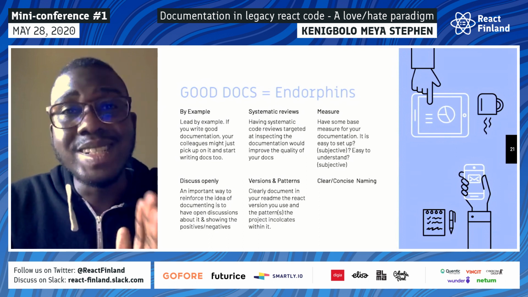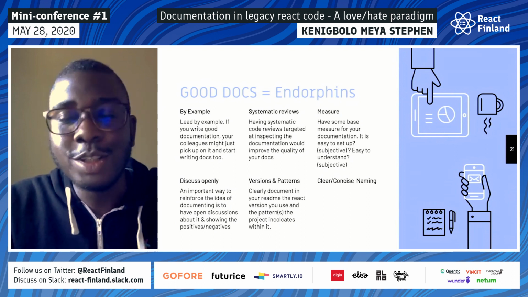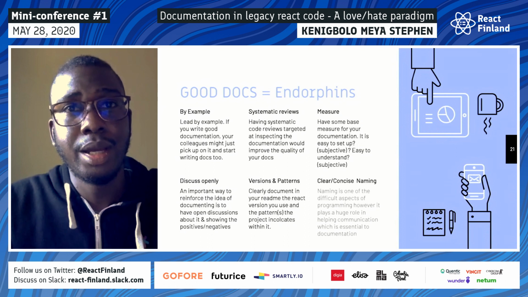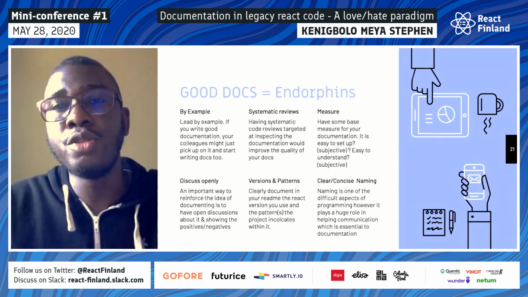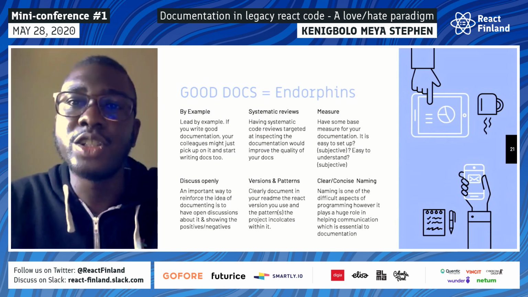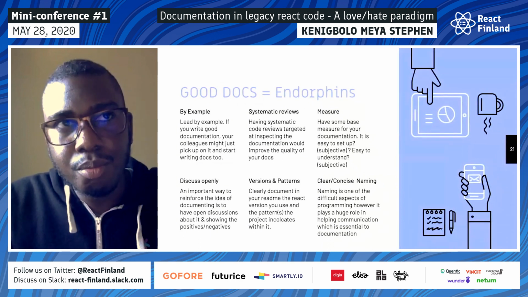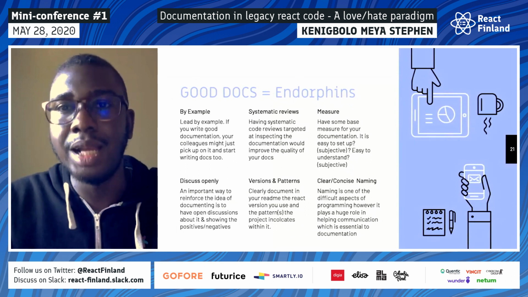Clear and concise naming. Now, this is the singular most complicated thing I have discovered in software engineering as a discipline. Naming is a very difficult aspect of programming. However, it plays a huge role in communication, and communication is an essential part of documentation. So please name your code, variables, and functions as clearly as possible.